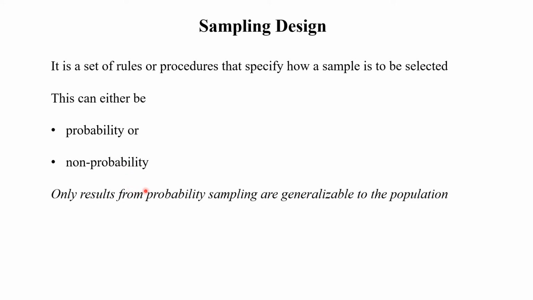Okay, only results from probability sampling are generalizable to the population. Only results from probability sampling. I would emphasize more on this. What do you mean by probability sampling? Generalizable. Most of the time, with non-probability sampling, the results give an intuition of what's happening, and are most of the time taken as a case study kind of thing. All right, probability sampling.